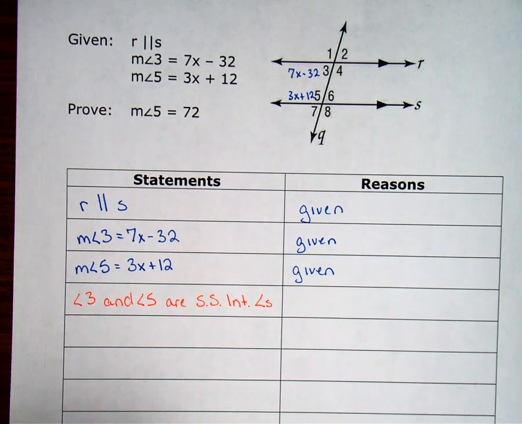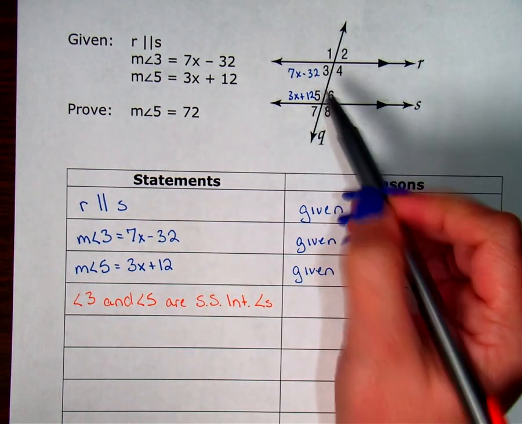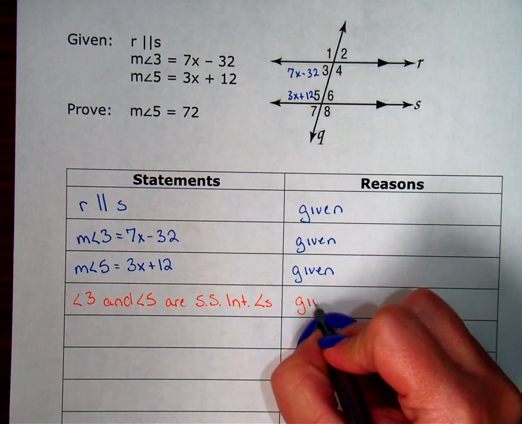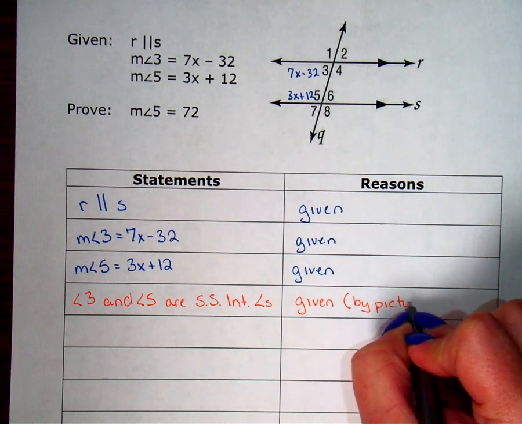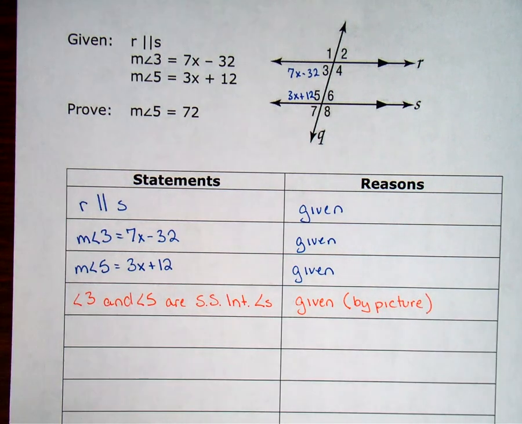And how did I know that? Because it was given to me by the picture. Okay, and you don't have to write by picture, but that way when you're looking back at it, you can kind of go, well, it's not written in the givens. How did I know that, right? Just kind of remember how we got that, okay?